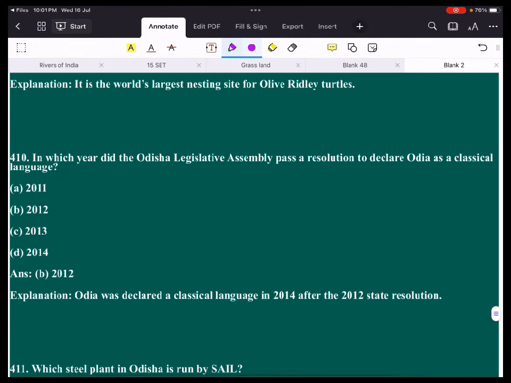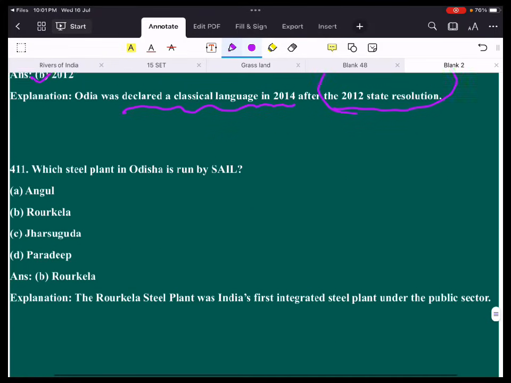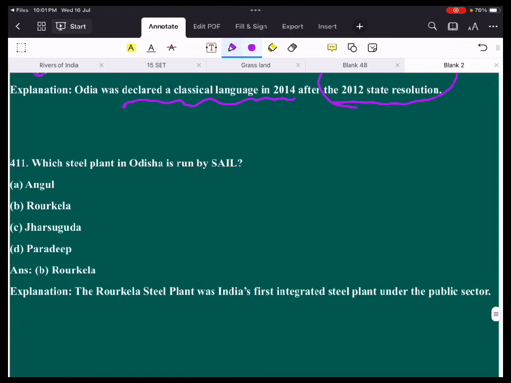In which year did the Odisha Legislative Assembly pass a resolution to declare Odia as a classical language? In the year 2012. Option B. Odia was declared a classical language in 2014 after the 2012 state resolution. Which steel plant in Odisha is run by SAIL? That is Rourkela.